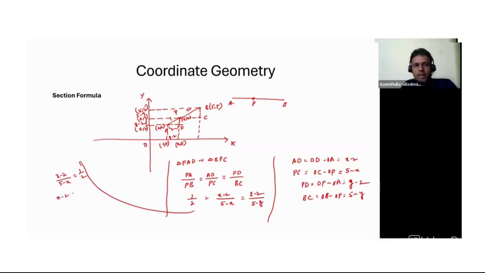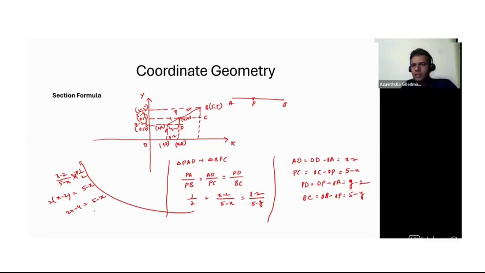That means X minus 2 becomes 5 minus X. This is 2 times. So I'm cross multiplying, right? If I cross multiply, this 2 goes to the other side. So 2 into X minus 2, so that is 2X minus 4 is 5 minus X.